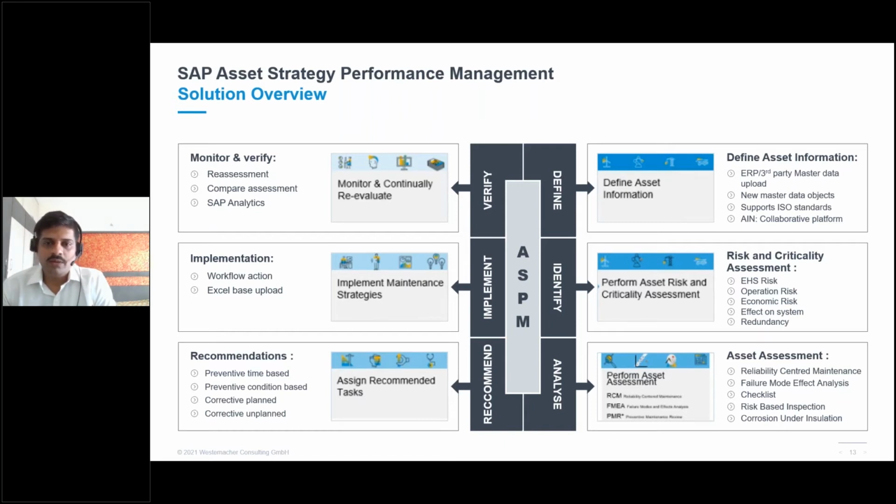And again, the identify phase allows us to do that assessment at the group of equipment level, or location level, or even at the single equipment level. And once we identify those assessment scores, we can then run a detailed assessment using reliability centered maintenance, failure mode effect analysis, or checklists, and some additional methodologies which are available as a part of the ASPM solution. So all these assessments available under the analysis phase basically give us recommendations as the outcome.